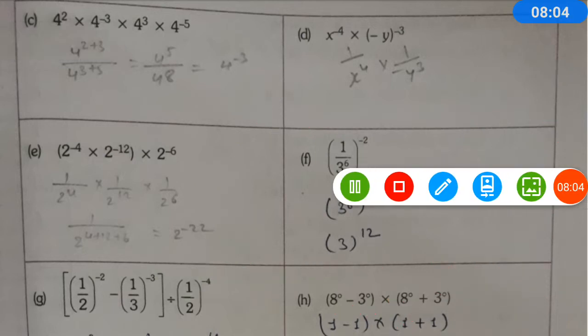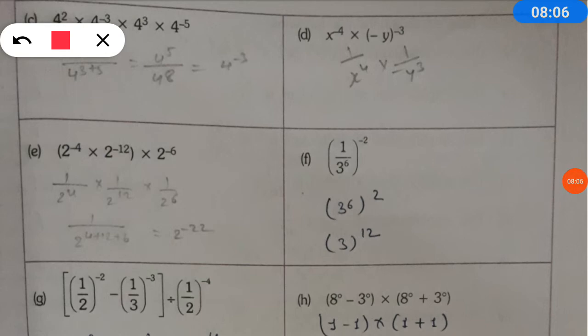Clear? Moving toward the D part of the question, here it is given, you can have a look that both of the terms are different, isn't it? Both the term bases are different as well as their powers are also different. So we cannot change anything, only we can change its negative sign into the positive sign, nothing more than that we can do over here. So this will be the answer for the D part.